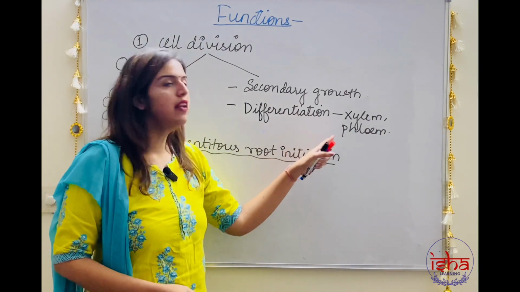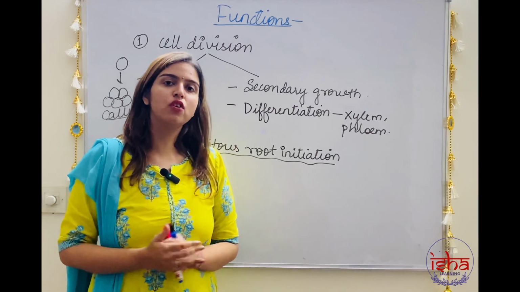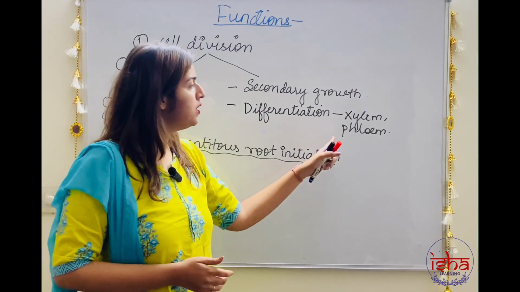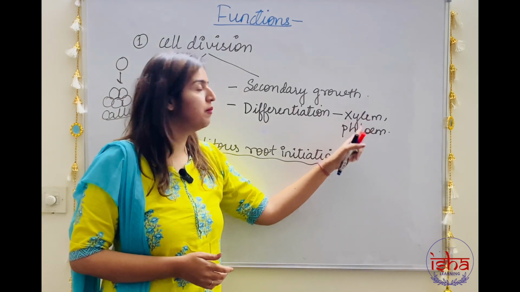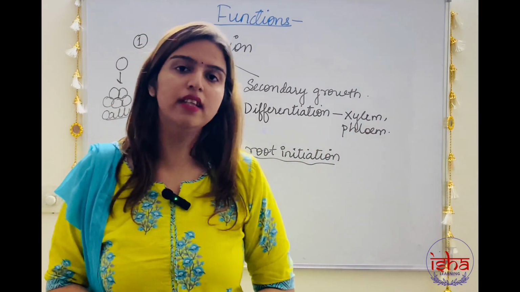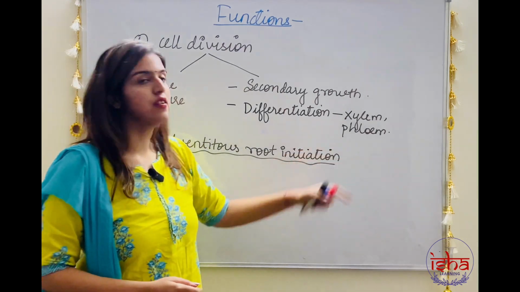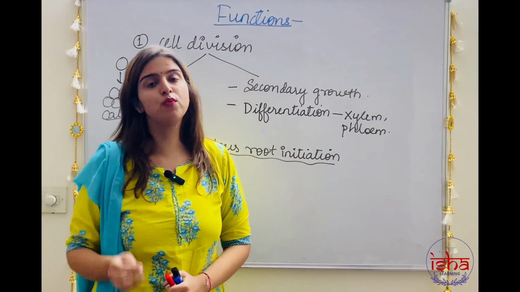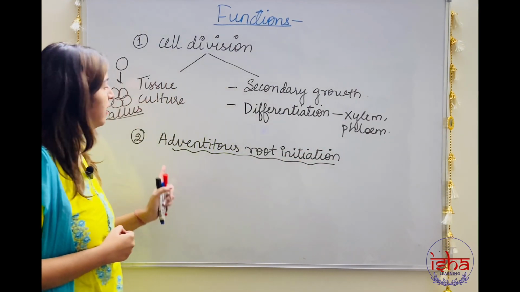Your xylem and phloem. In higher concentrations of auxin, usually it induces both xylem and phloem formation. In lower concentrations of auxin, only phloem formation is induced.